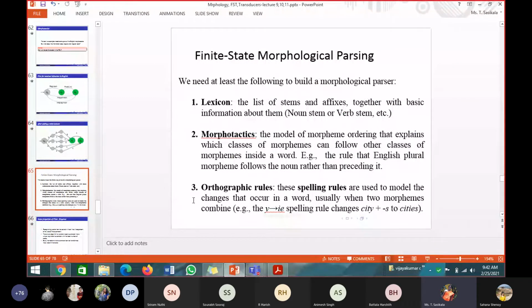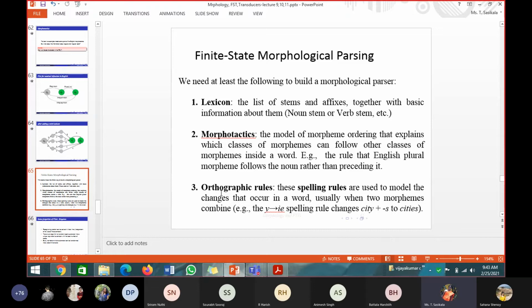Okay, morphological parser. The last one is the orthographic rules. Orthographic rules are spelling rules. Sometimes, to make boy plural, it becomes boys, so I can just add s. But if it is flies or cities, I cannot directly write city plus s; it becomes cities. Flies means fly plus s, and I cannot write flys. So you should have some orthographic rules.